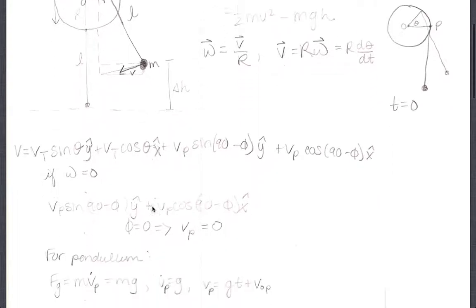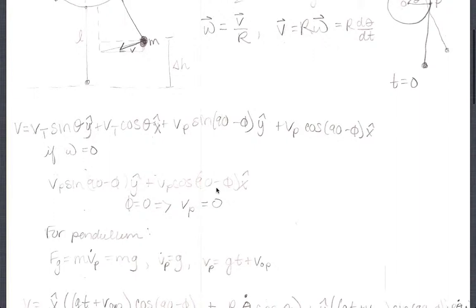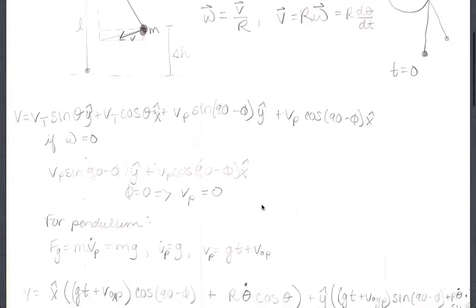And then I plugged in omega equals 0, so if the wheel were not spinning at all, it would just be a normal pendulum. And then I also got it simplified down to just the velocity of the pendulum, which is good. And then I set phi equal to 0, so Vp should equal 0.